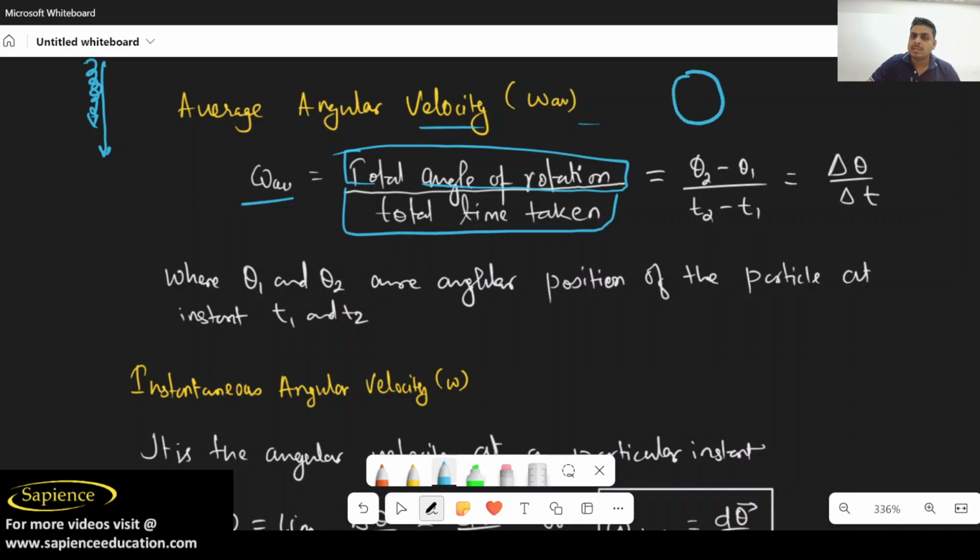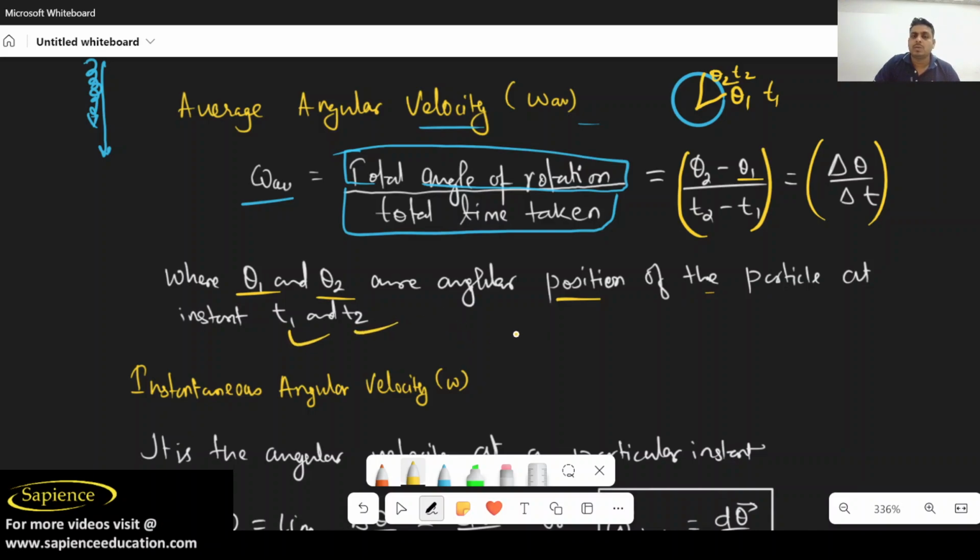So let us consider there is a circular motion. From theta 1, the initial position, to theta 2, the time was initially t1 and its final was t2. So the total change in angle will be theta 2 minus theta 1, and the total time will be t2 minus t1. We can broadly write change in theta by change in time, where theta 1 and theta 2 are the angular positions of the particle at instants t1 and t2. So this is the omega average.